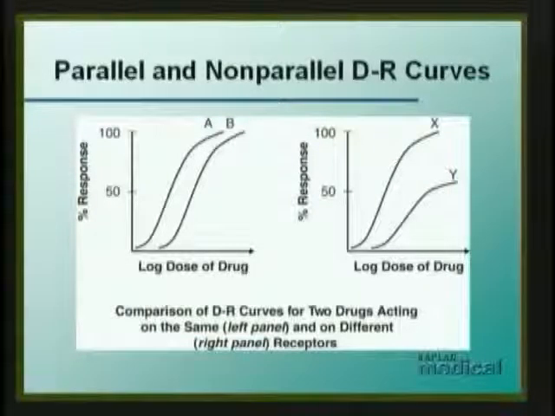The way we know that different receptors are being used by drugs in achieving those responses is by looking at the slope of the curves. And when the slopes are not parallel, this is an indication that X and Y are not using the same receptors.